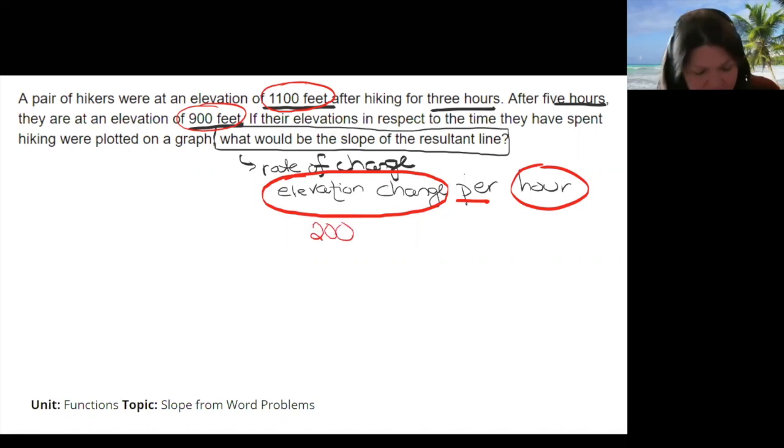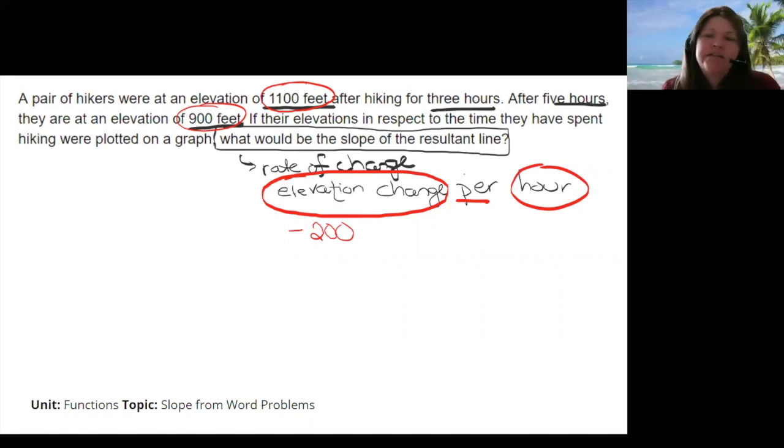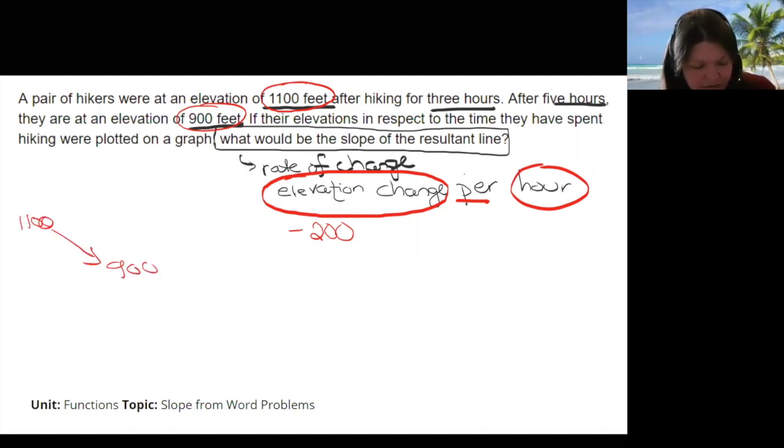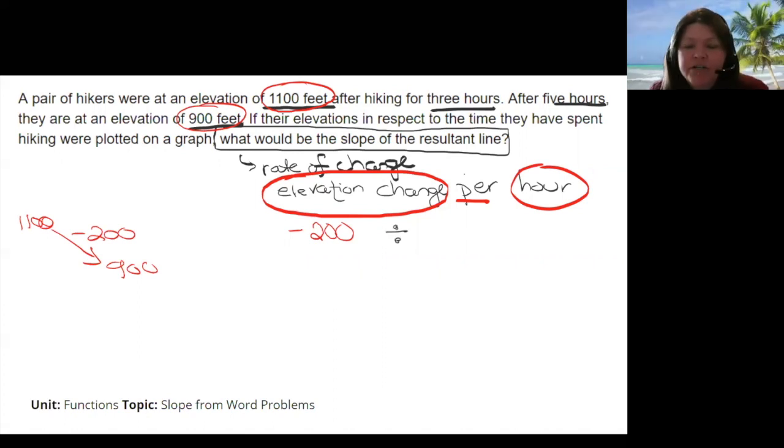And we use signs in math to tell us if we went up or down. Did he go 200 feet up? Is that a positive 200? Or did he go 200 feet down? Is that a negative 200? Negative, absolutely. He descended, he went down 200 feet. If he started at 1,100 feet and went to 900 feet, he went down 200. And we're going to divide it by the number of hours he was traveling.